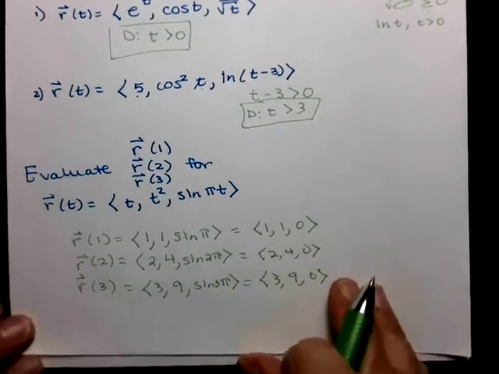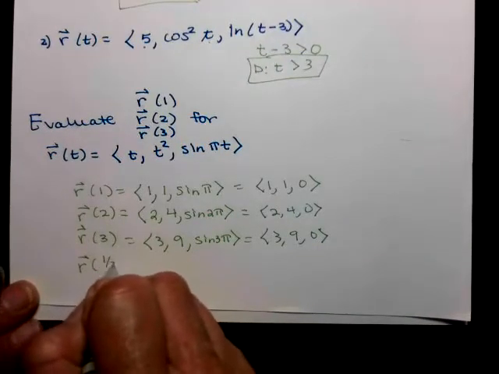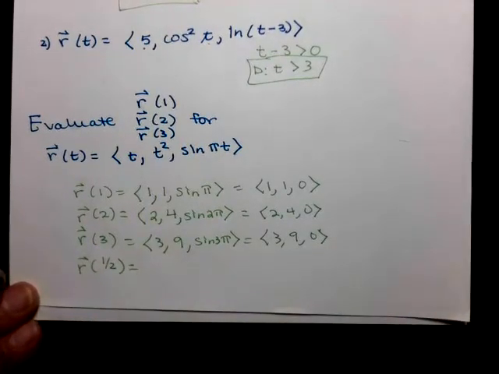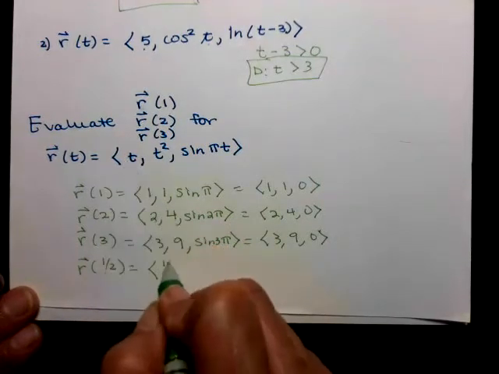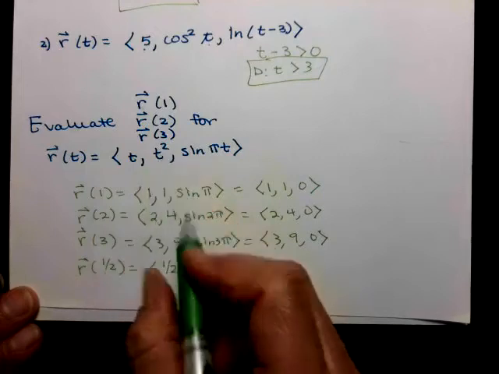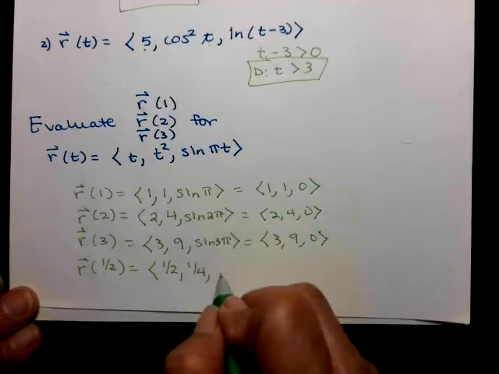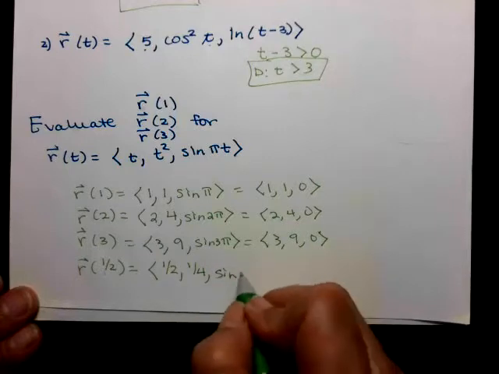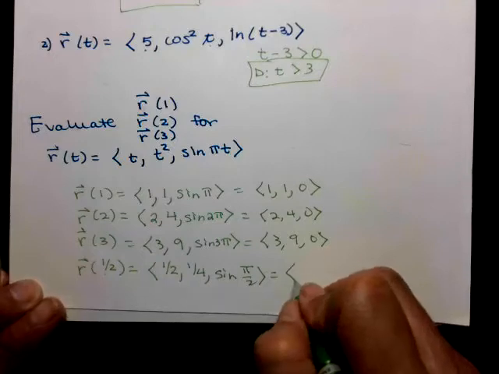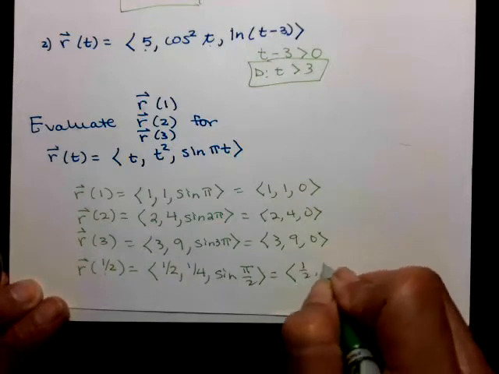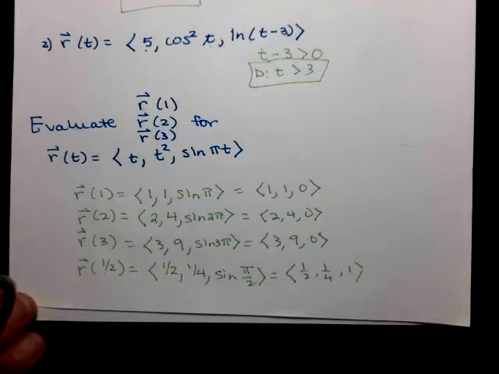Okay, let's do one more just so that you don't think they're always going to be 0. Let's do r of, how about 1/2? What do we get for that? My first one is t, so what you put in, you get out. Second one, t squared, so 1/4. Z part, sine of pi times t, so that'll be pi halves. And the sine of pi halves is 1. So this vector is 1/2, 1/4, 1.